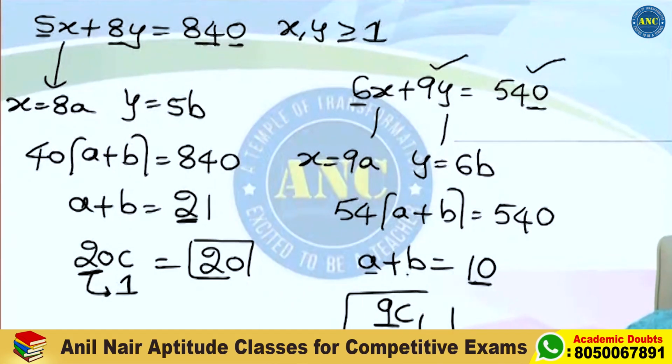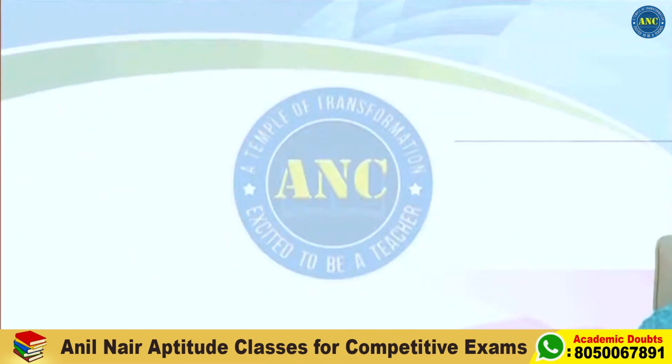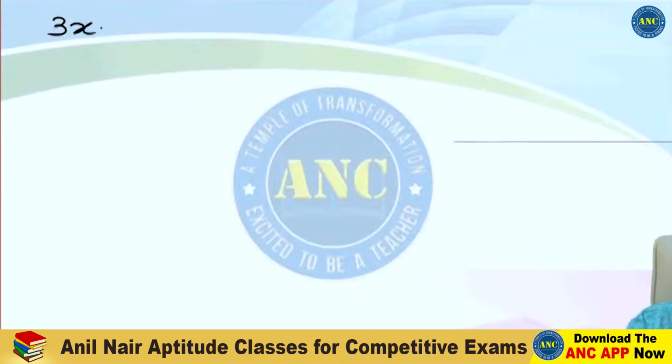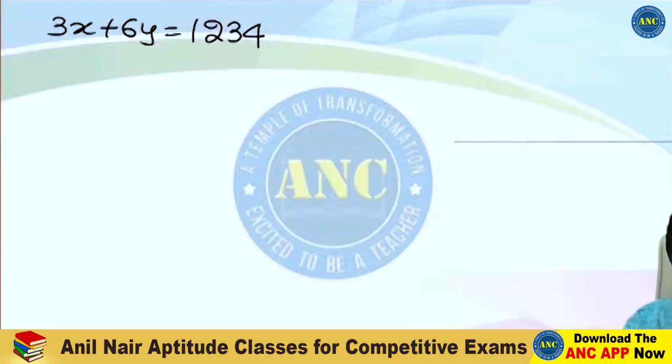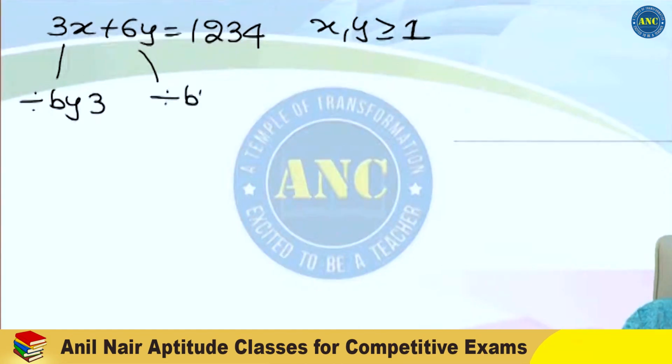6x plus 9y equivalent to 540. Now see here. There is one question which was asked. 3x plus 6y equivalent to 1234, with x, y greater than or equivalent to 1. 3x is divisible by 3. 6y is also divisible by 3.